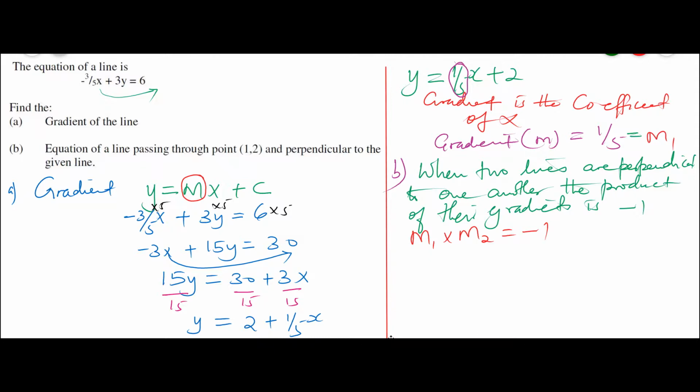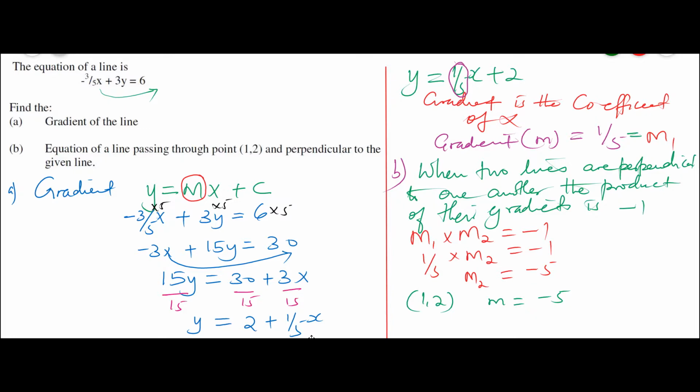So the first gradient is 1 over 5. If I multiply with m2, the gradient of this line passing through point 1, 2, then it should give me negative 1. Therefore, m2, the gradient of that line, will be negative 5. We multiply both sides by 5. So now we have the point 1, 2, and the gradient is negative 5.